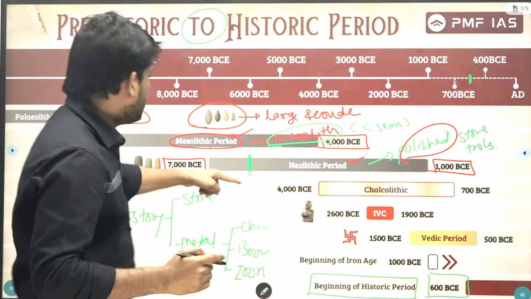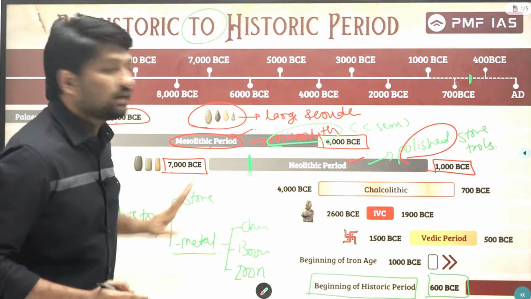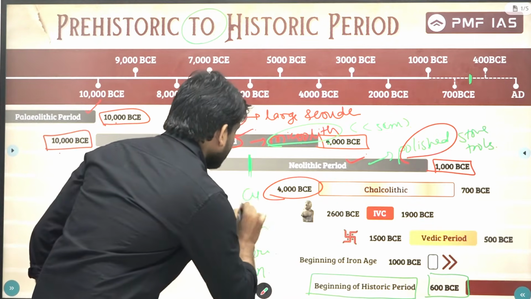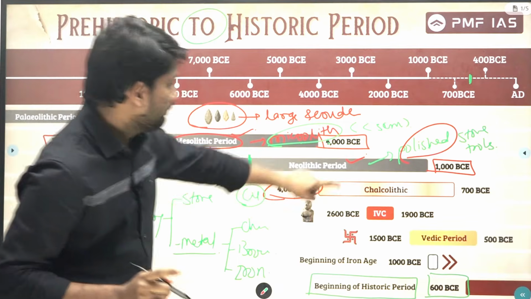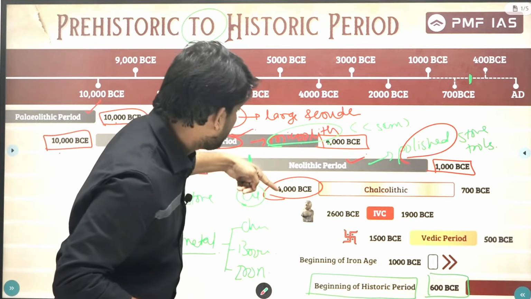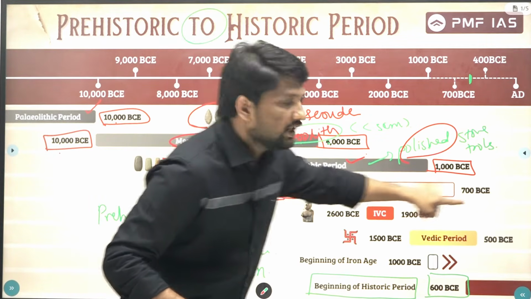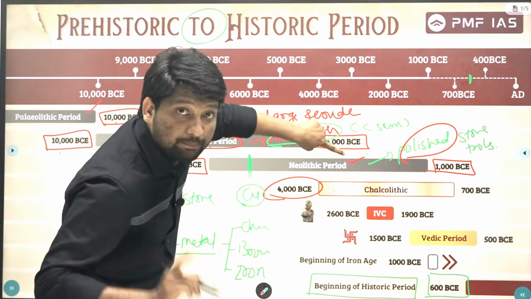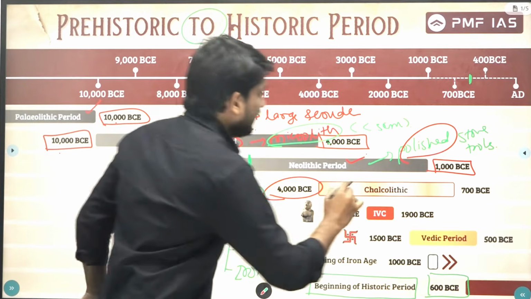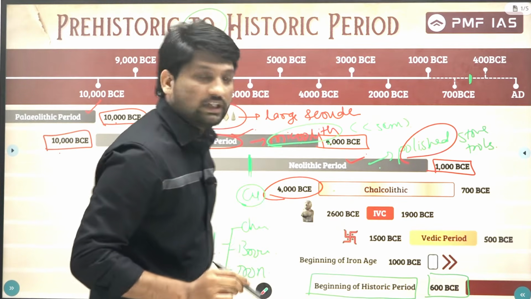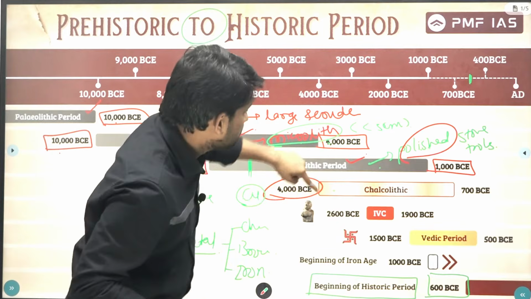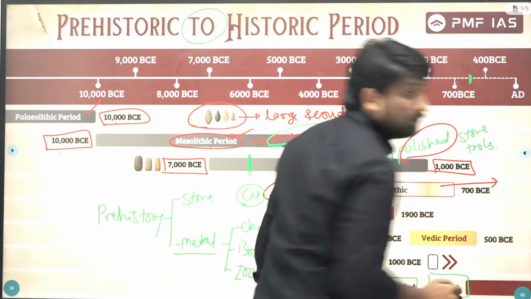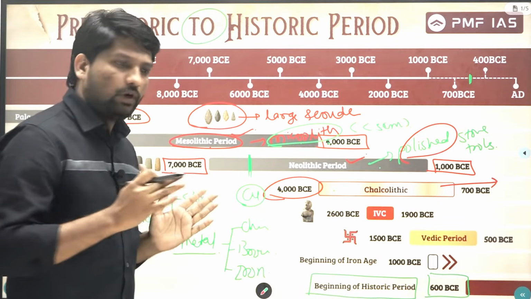Similarly, during the Chalcolithic period, people started using copper. But this Chalcolithic period spans from 4000 BC to 700 BC. During this same period, when some people were using copper, in another part of India people were still dependent on polished stone tools and were still not using copper. So some sites were in the Neolithic period and other sites were in the Chalcolithic period. This development is not uniform or unilinear.